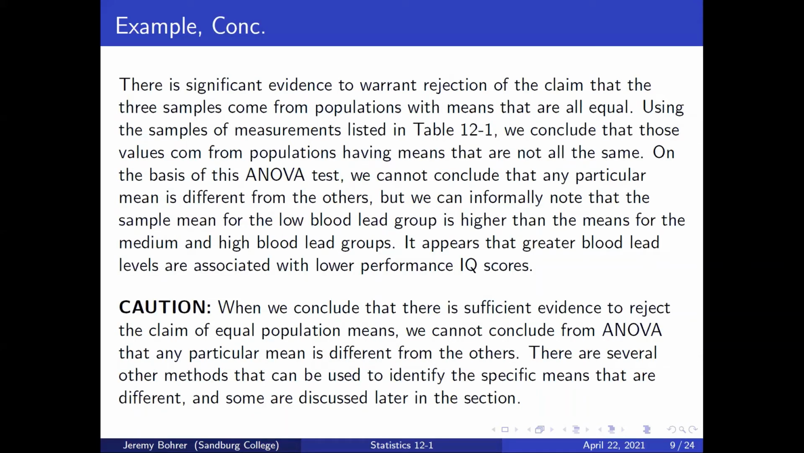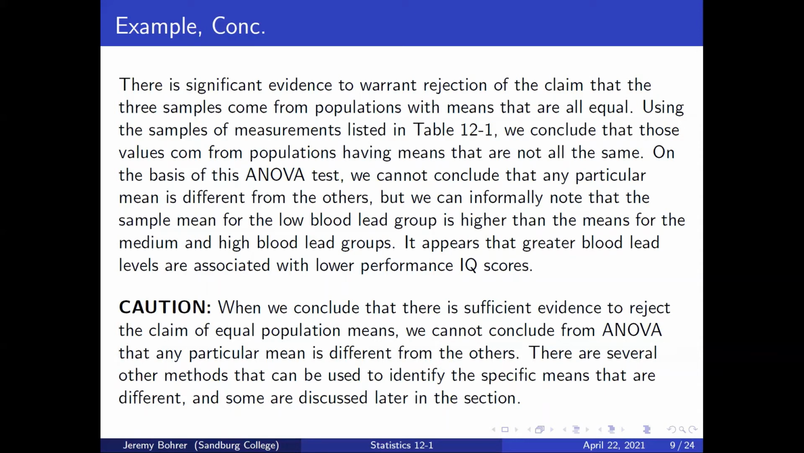There is significant evidence to warrant rejection of the claim that the 3 samples come from populations with means that are all equal. Using the sample of measurements listed in table 12.1, we conclude that those values come from populations having means that are not all the same. On the basis of this ANOVA test, we cannot conclude that any particular mean is different from the others, but we can informally note that the sample mean for the low blood lead group is higher than the means for the medium and high blood lead groups. It appears that greater blood lead levels are associated with lower performance IQ scores.